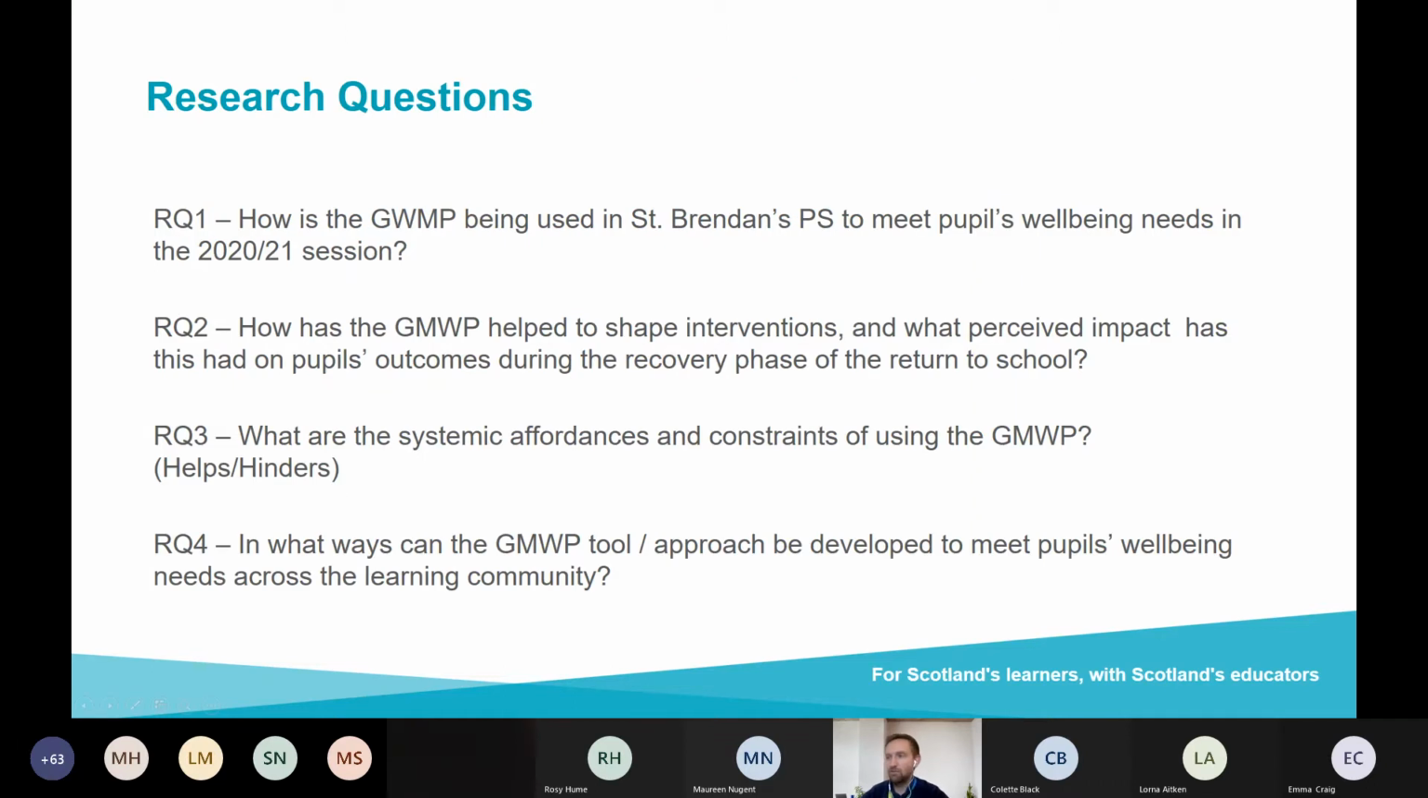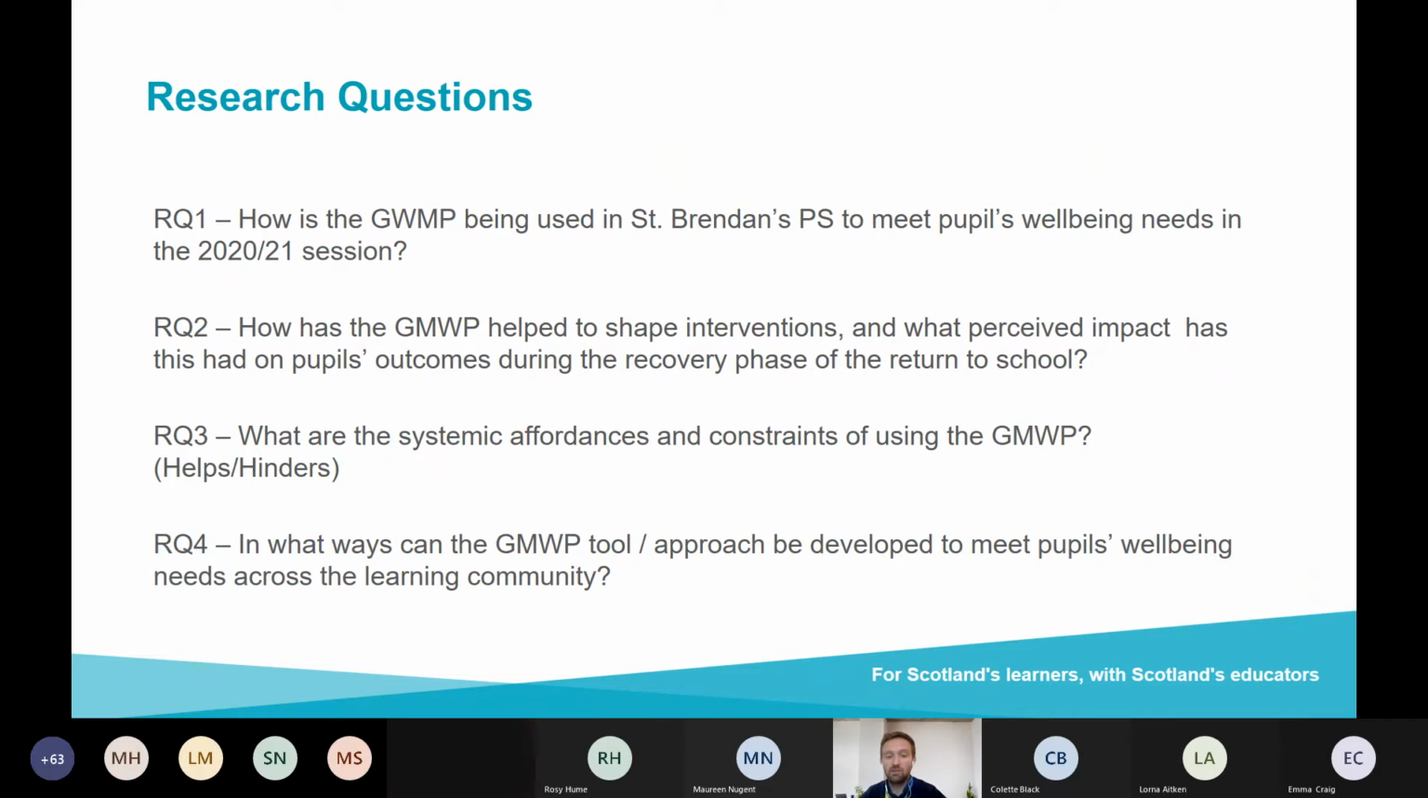So I had 4 research questions. How is the GMWP being used in St Brendan's to meet pupil wellbeing needs? How has the GMWP helped to shape interventions, and what perceived impact has it had on pupils' outcomes? What are the systemic affordances and constraints of using the GMWP? So what are the things within the school that help the system and the process, and what are the things that maybe hinder the process? And in what ways can the GMWP tool and approach be developed to meet pupils' wellbeing needs?